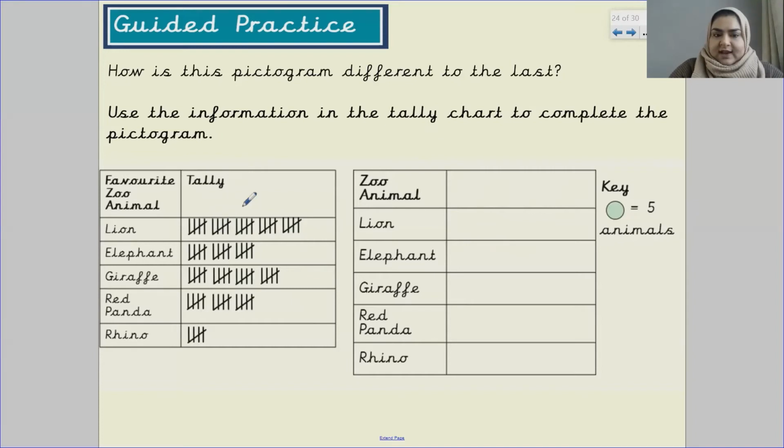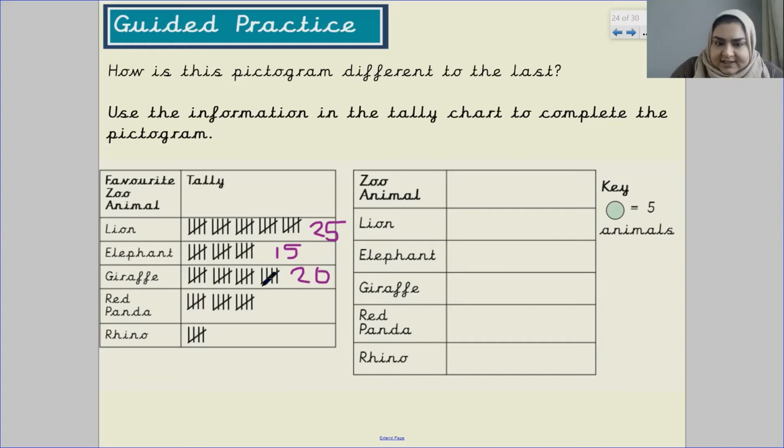So I am going to count these in 5s because they're all complete 5s. 5, 10, 15, 20, 25. So I know there are 25 lions. Now the elephants, again, I'm going to count in 5s because it's been tallied that way. So 5, 10, 15. I know there are 15 elephants. The giraffe, 5, 10, 15, 20. And the reason I'm counting them in 5s again is because the tally is showing me it's 5.